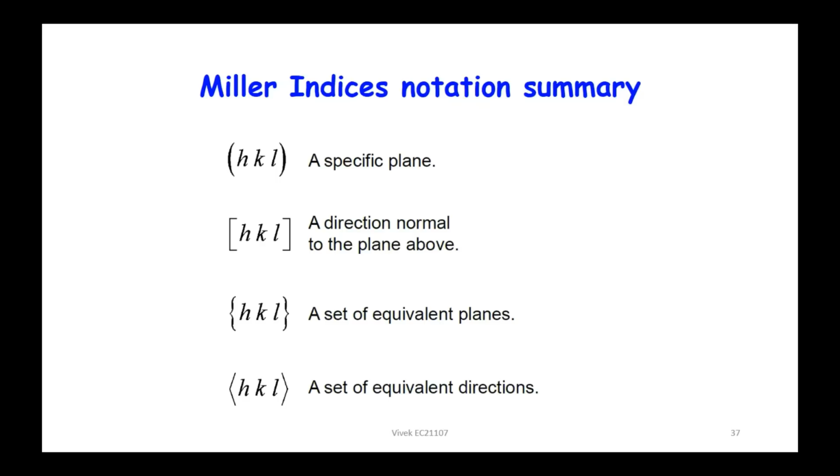This slide shows the summary of Miller indices. In parentheses, HKL represents a specific plane. In square brackets, HKL represents a particular direction, which is perpendicular to the HKL plane. Similarly, curly brackets represent a set of equivalent planes, and angular brackets represent a set of equivalent directions.